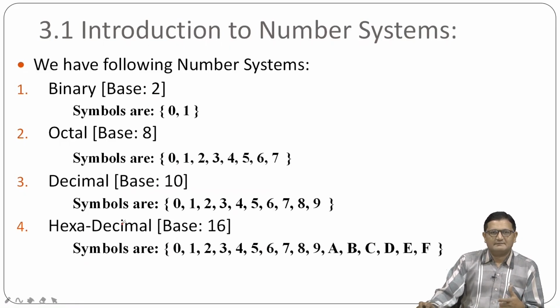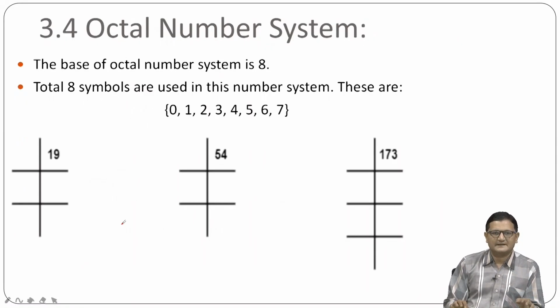Decimal is the numbering system which we are using in our normal life. In that numbering system we are allowed to use 10 different symbols, so when writing a number, any digit can be 0, 1, 2, 3, 4, 5, 6, 7, 8 or 9. Similarly we have the hexadecimal system, a numbering system whose base is 16. Here to represent a single digit we can use 16 different symbols: 0 to 9, then A, B, C, D, E and F. So these are the 4 different types of numbering systems.